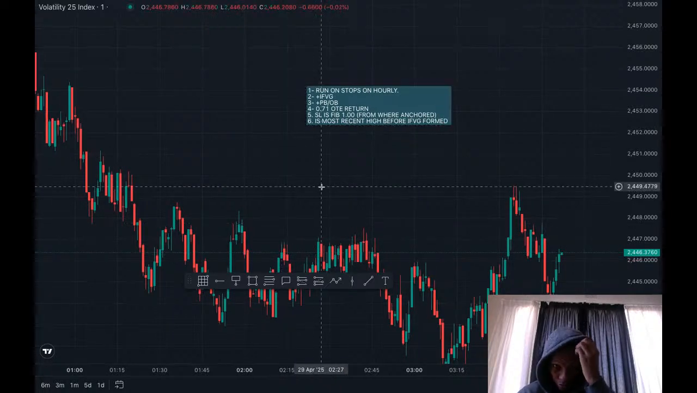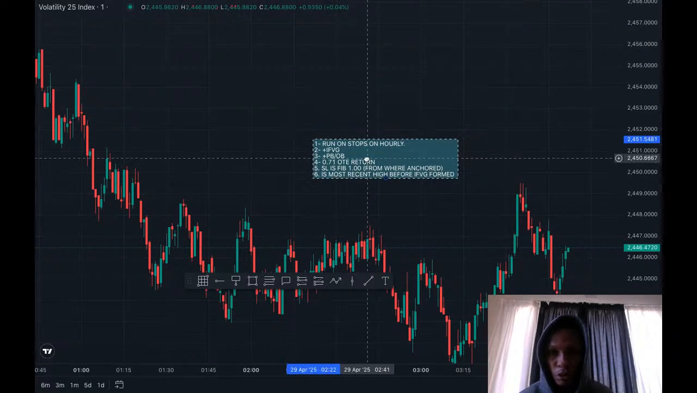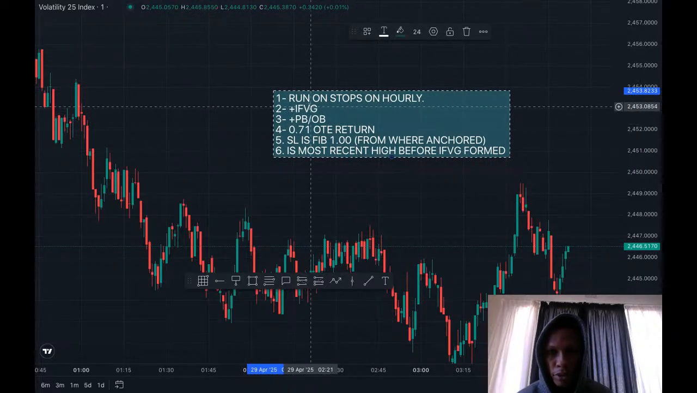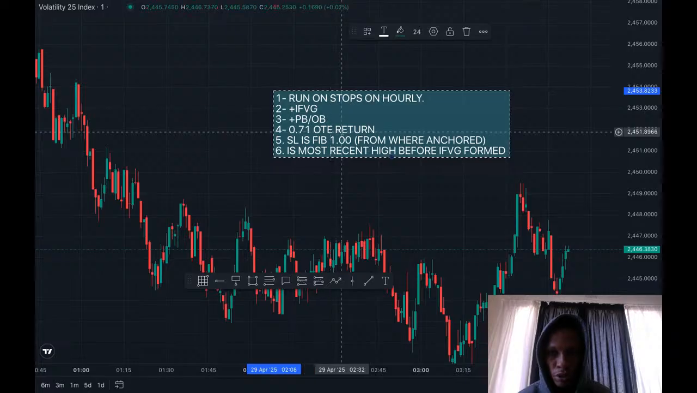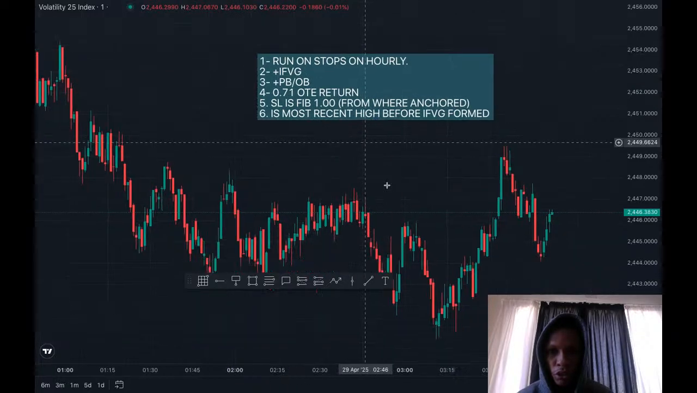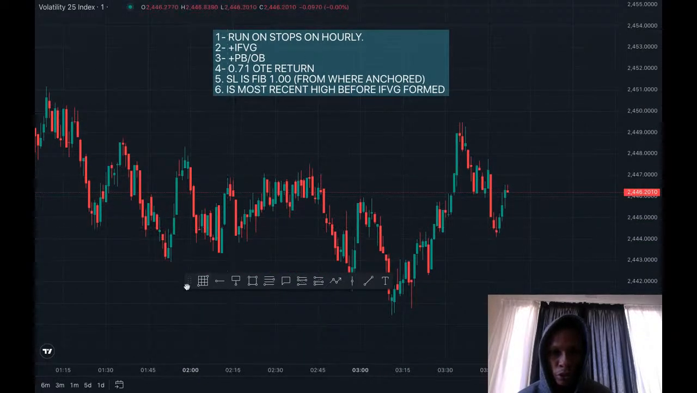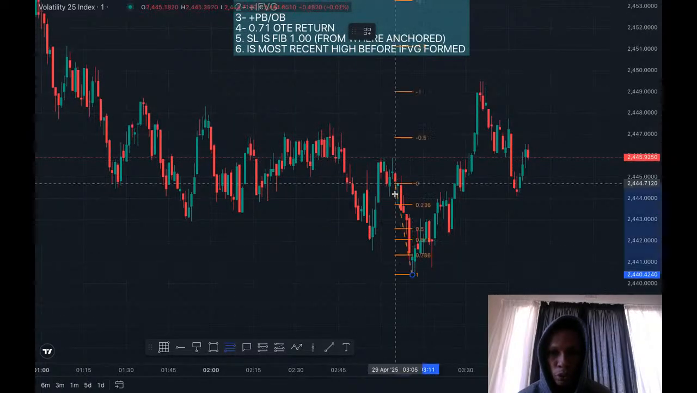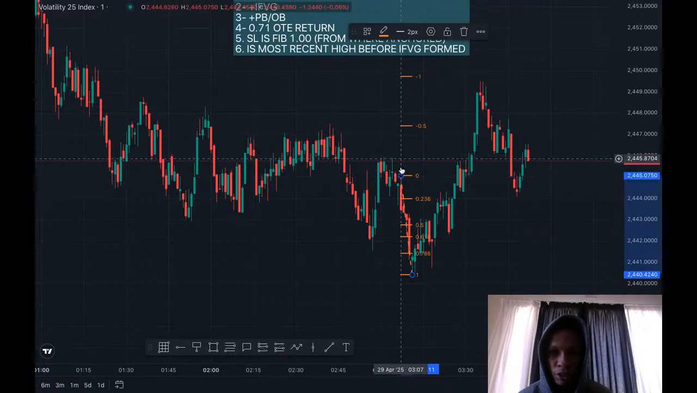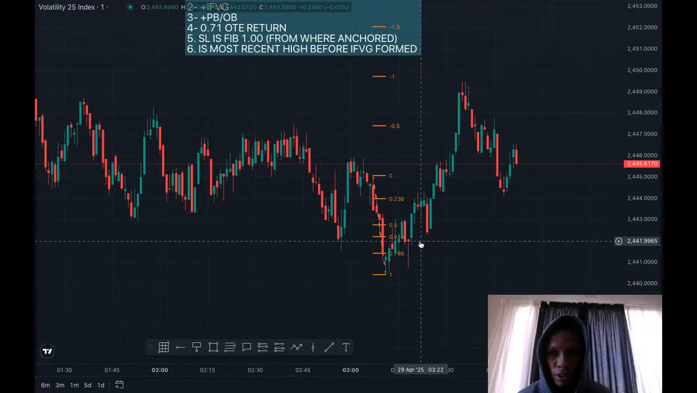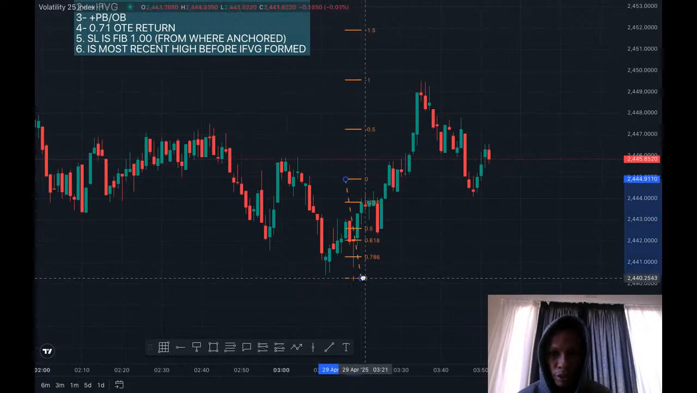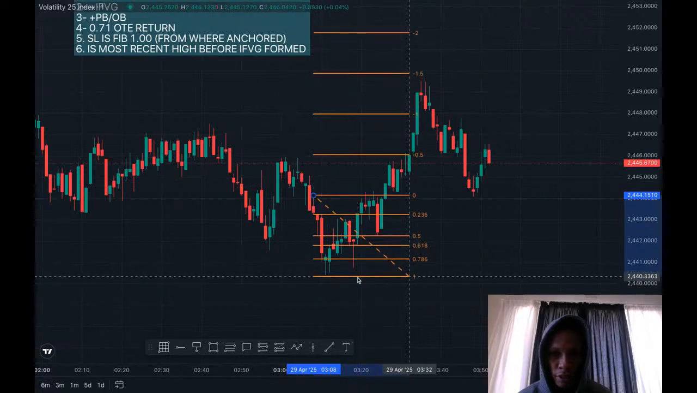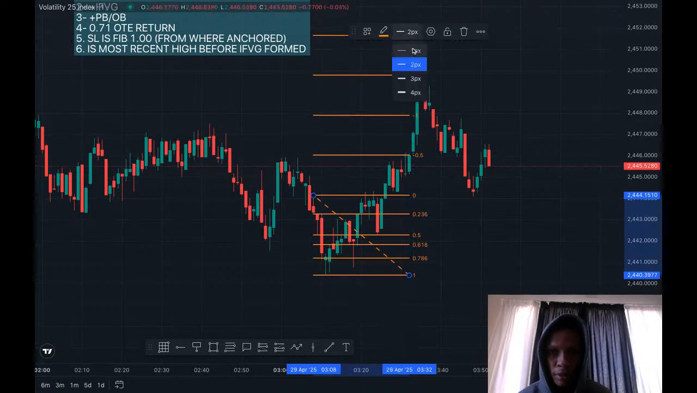Alright, so run on stops, and I'll even blur this up, inversion fair value gap, propulsion block, OTE return, stop loss. What I mean by that is, and I'll focus on today's one where I actually messed up myself, I had drawn it to this high here because it's the most recent high. So let me put this here and extend this, and right.